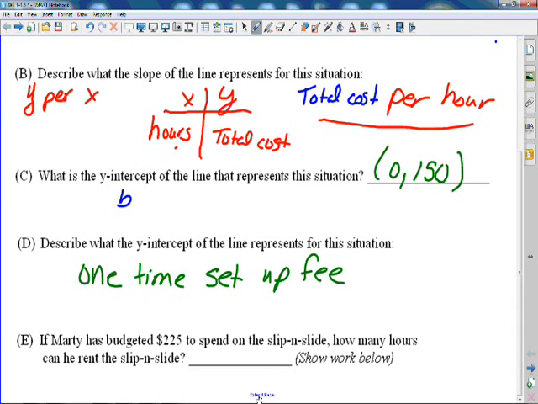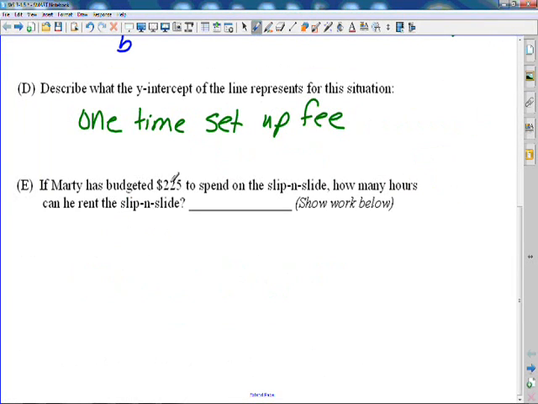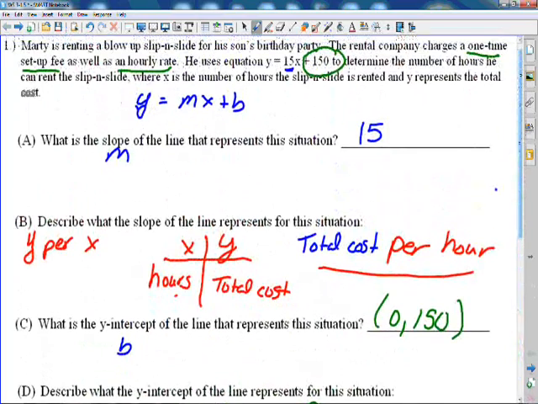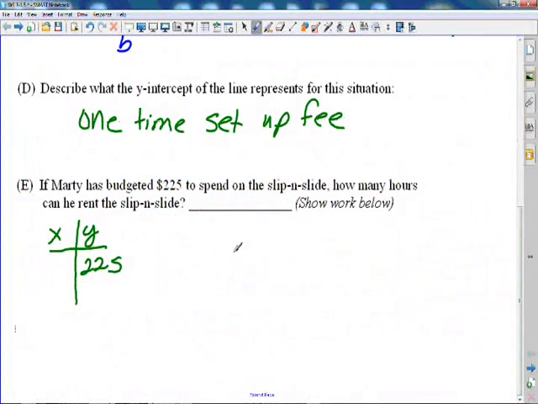Okay, on my next one, it says if Marty has budgeted to spend $225, how many hours would he rent? Now you can go in the calculator and see where y is 225. Or I can take the equation, which is 15x plus 150, and set it equal to 225. So right here, now I'm going to try and solve it.